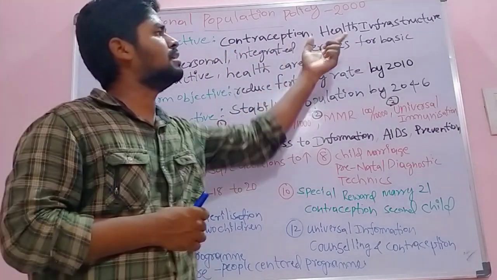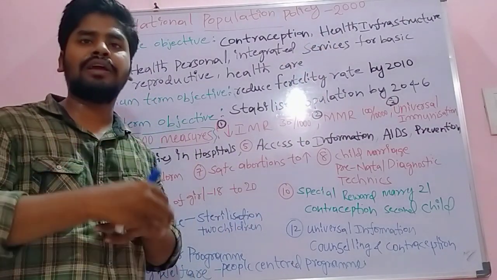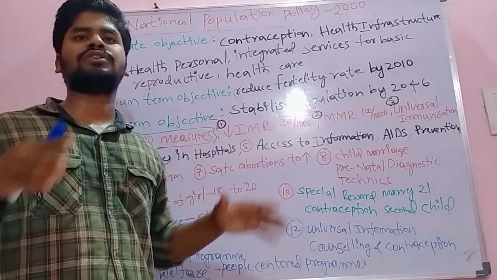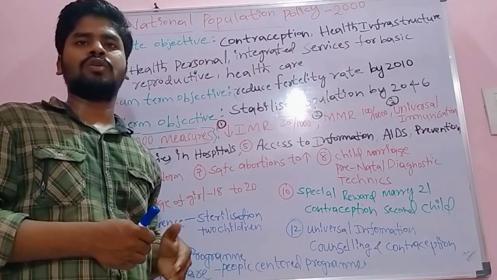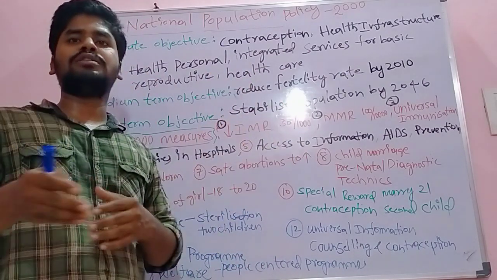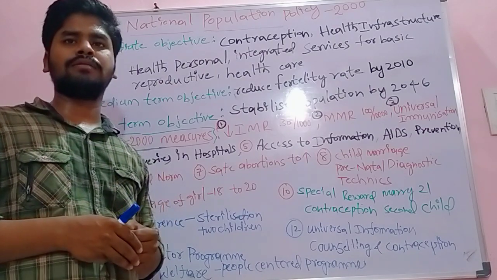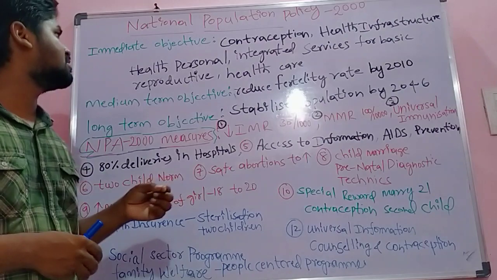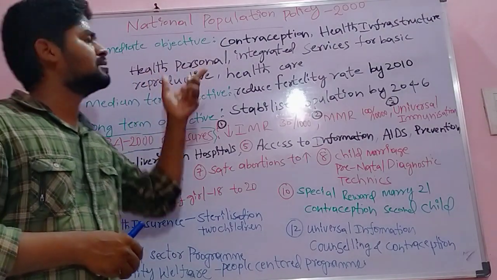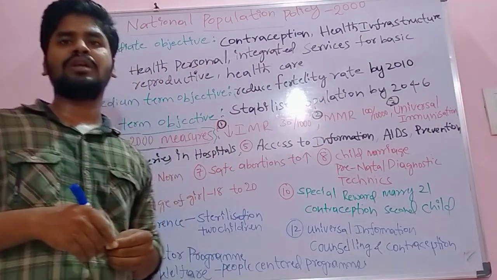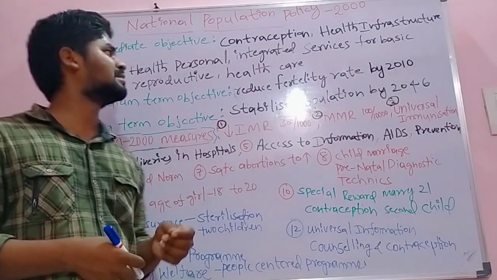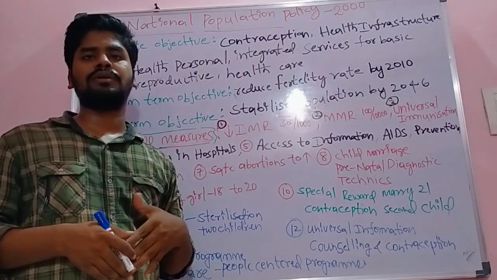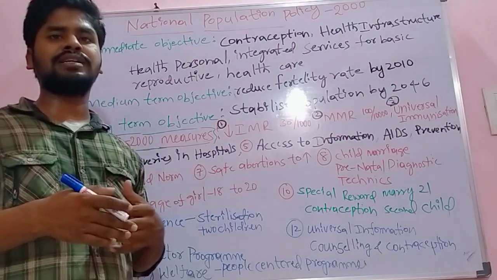And health infrastructure. The government has to maintain immediate infrastructure in each and every rural area, in the mandal and rural areas, where health and clinical institutions have to be implemented. Health infrastructure is a major objective, and health personnel too: the government has to provide health personnel to each and every individual, and at the same time integrated services and basic reproductive health care.